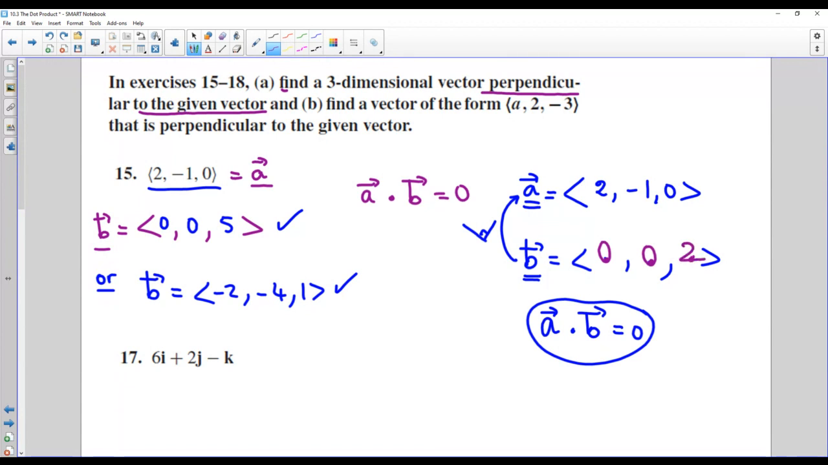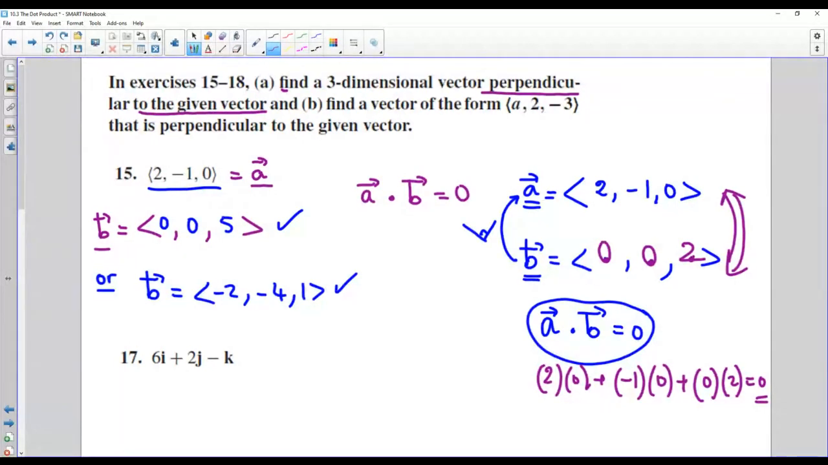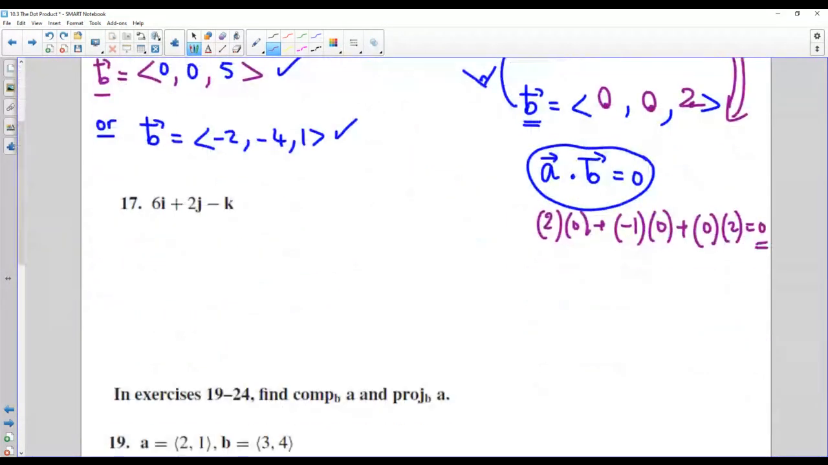Now, if you take the dot product of these two vectors, 2 times 0 plus -1 times 0 plus 0 times 2, this dot product is equal to 0. And because the dot product is 0, that means A and B are orthogonal. So that's the general idea. If you're not quite sure, you can review it later and see what happens.